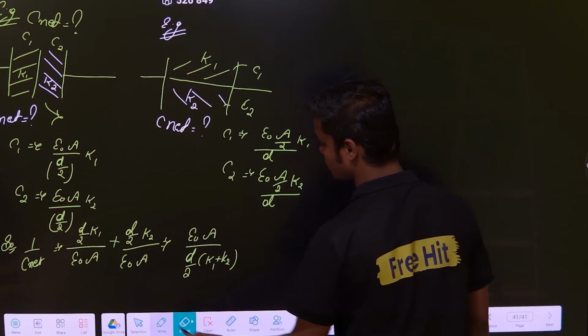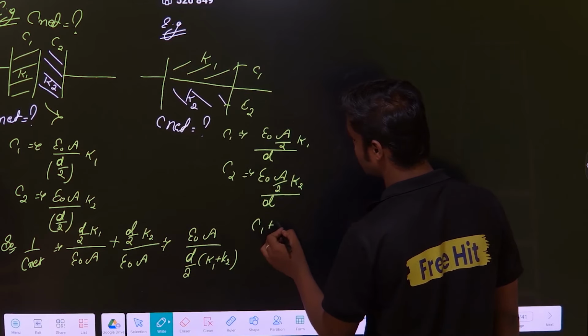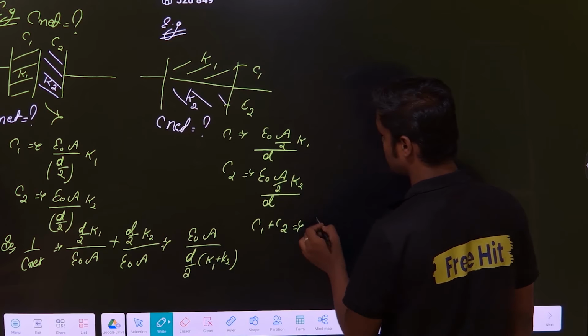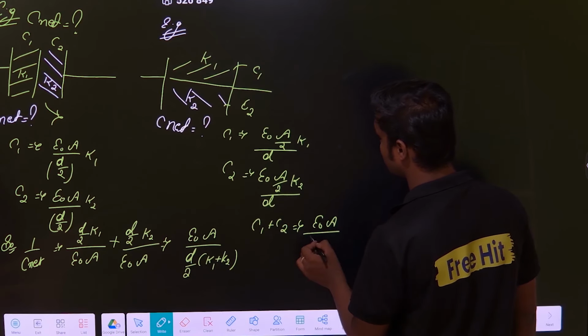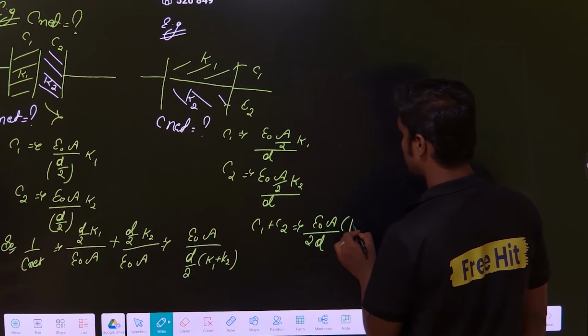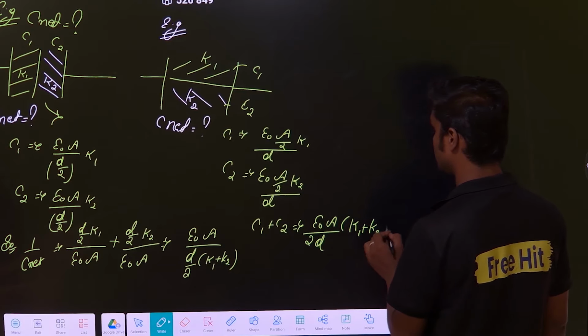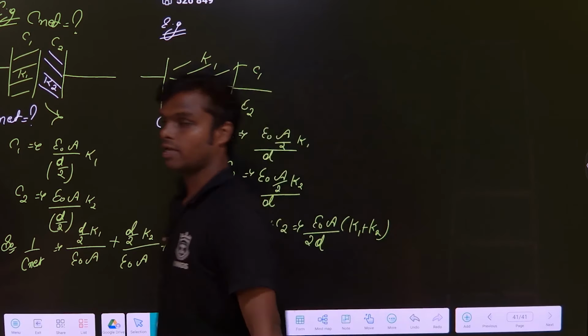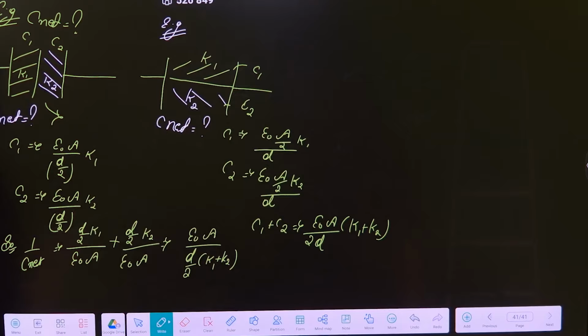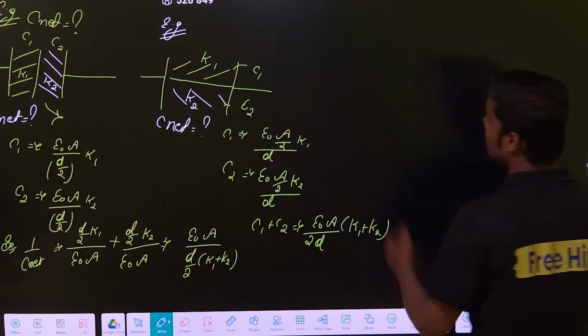Now it is a parallel combination, so C1 plus C2 is C net, which is equal to epsilon naught A by 2D in bracket K1 plus K2. Simple. Any doubt? Clear? Like this. So let us take some more examples.